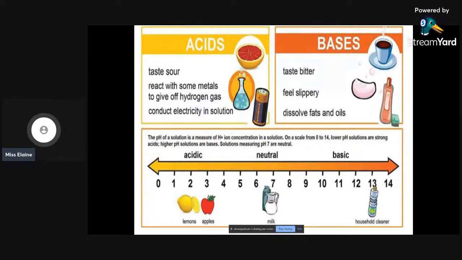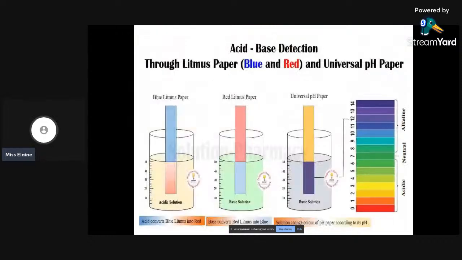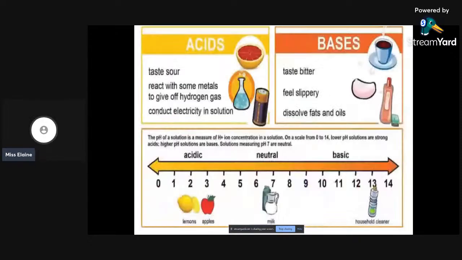So, under compounds, we have acid, base, and salt. So, let's give a definition of acid. When we say acid, it tastes sour and reacts with some metals. That's why they say that vinegar is the best way to clean our silver and gold, okay? Acids also give off hydrogen gas and conduct electricity in solution.